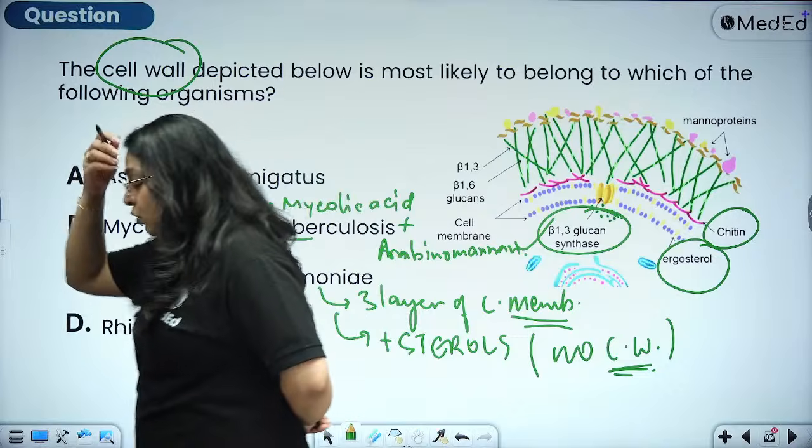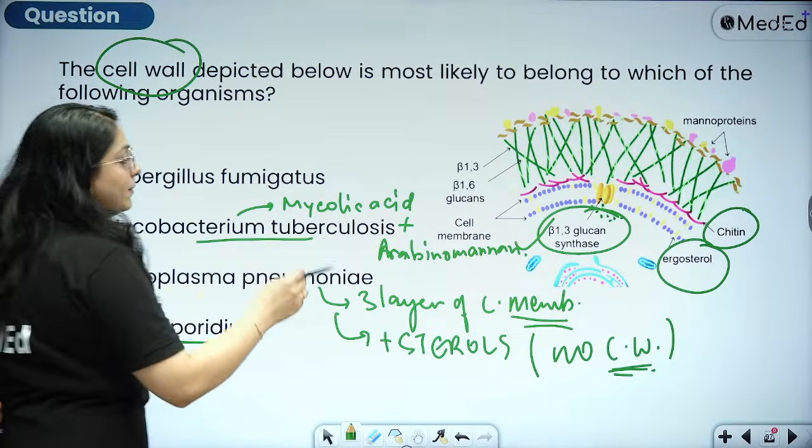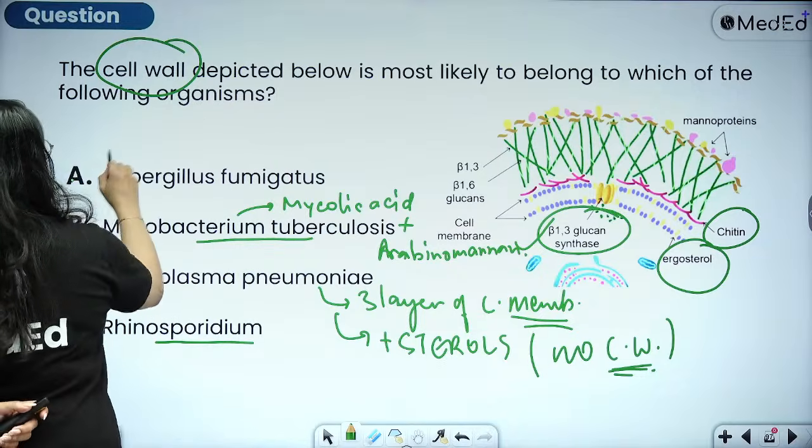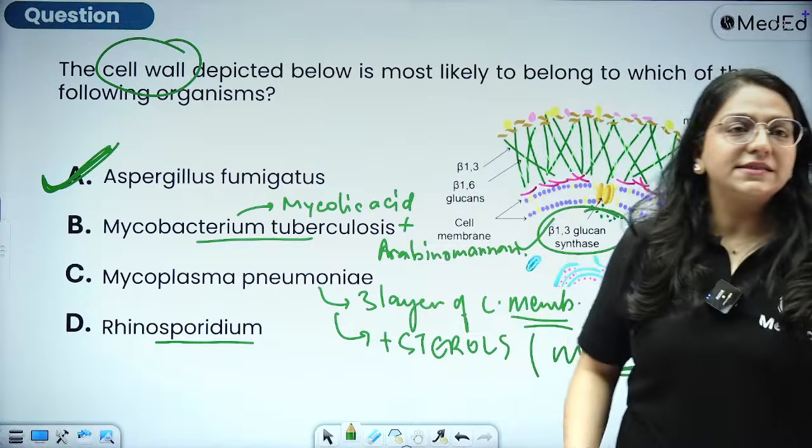Rhinosporidium, again no, not able to grow, and no 1,3 beta glucan. So you have Aspergillus fumigatus. This looks like an Aspergillus or a fungal cell wall.